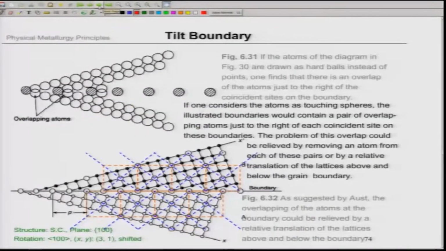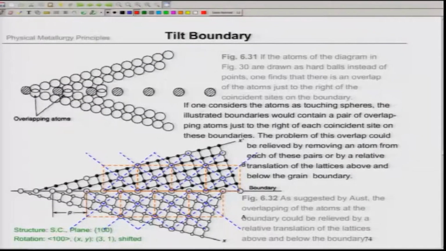Last, I would like to say that if one considers atoms as touching spheres, the illustrated boundaries should contain only pairs of overlapping atoms just to the right of each coincident lattice site on these boundaries. The problem of this overlap could be relieved by removing one atom from each of these pairs, by relative translation of the lattice above or below the given boundary. Okay, that is what is shown here.